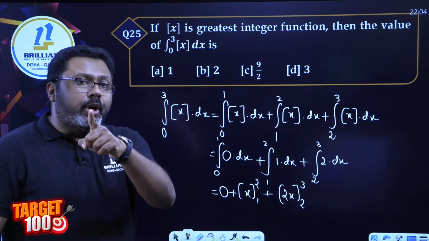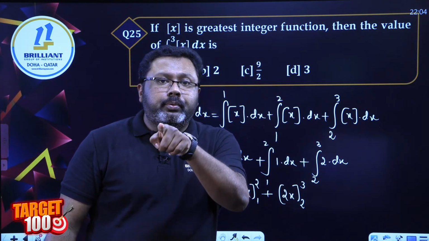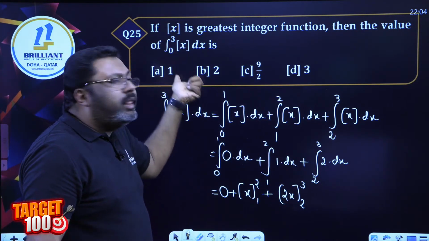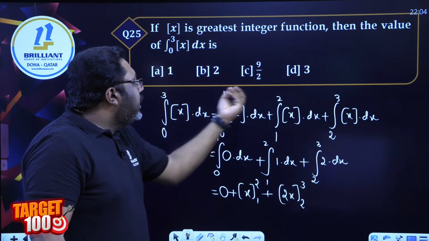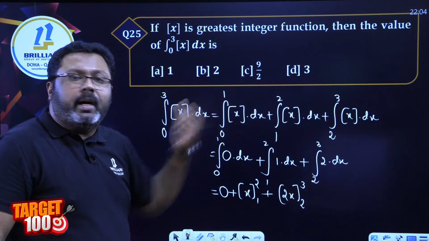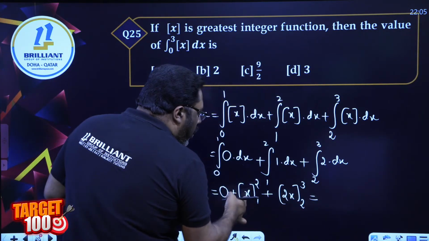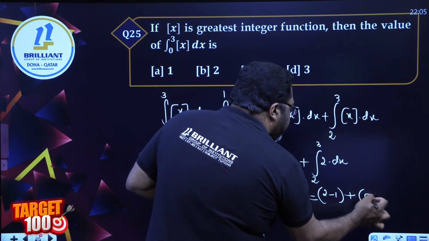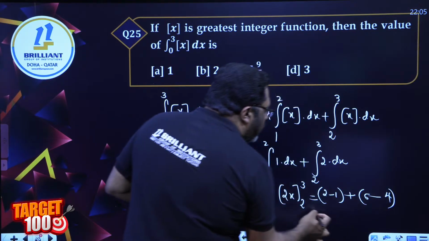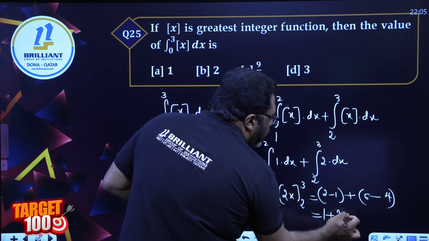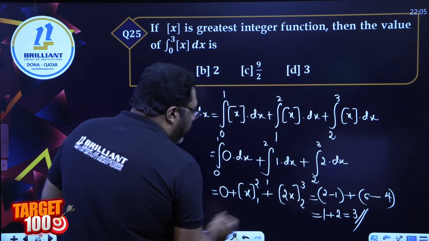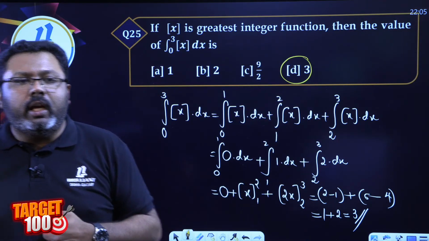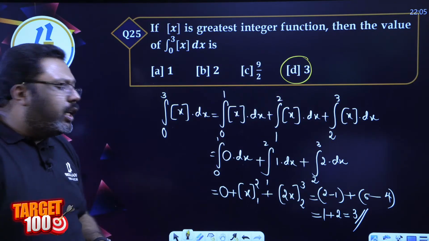I taught you how to integrate mod x, mod x by 2. Same way, teaching you how to integrate greatest integer function, and that will be definitely with limits. You just break them into small parts like this, each integer part. Okay, so 2 minus 1 plus 6 minus 4. 2 minus 1 is 1, 6 minus 4 is 2. Answer 3. Option D. Okay, so that's enough for today.